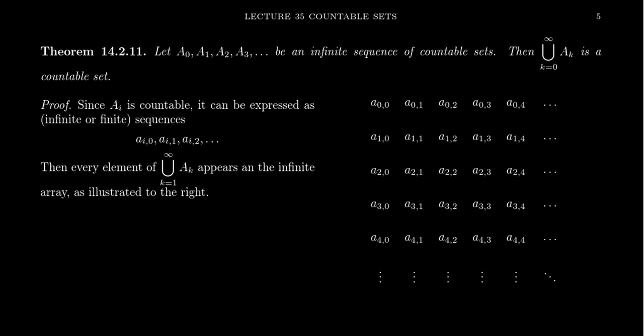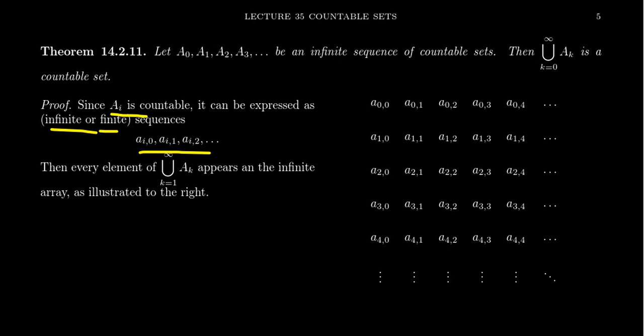We're going to list every element in the set in an infinite sequence. Now, since Ai is a countable set, Ai is just one of the sets inside of this list here. Since it is a countable set, it could be infinite or finite, I don't care. Each of the elements inside of Ai can be listed as a sequence, which we're going to use a double subscript to keep track of things here.